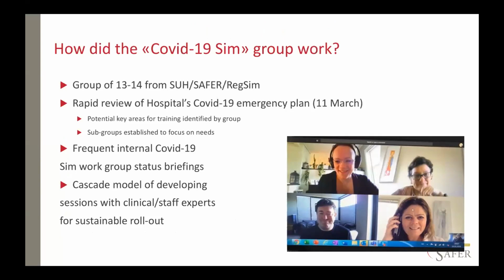So what we did was we collected a group, I think we were 13 or 14 people working full-time with simulation with this task, and we started doing a review of the hospital's COVID-19 emergency plan. We dissected this plan and searched for areas that were suitable for training, and we designed simulation or skill training from the results of this dissection.